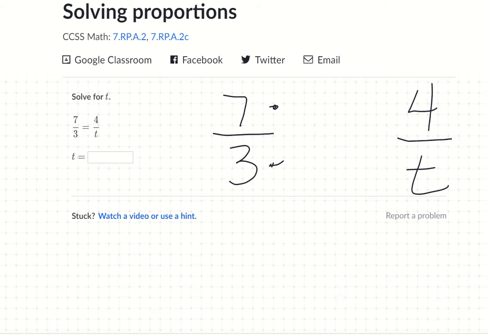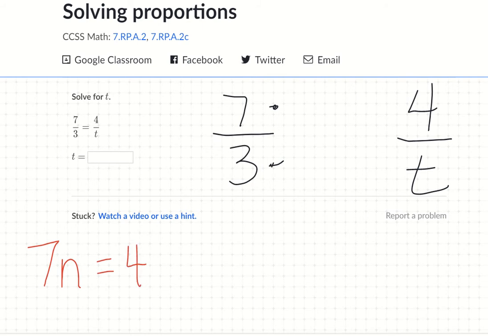Okay, but back to what we're doing here. 7 times what will equal 4? Well, I'm going to actually write that out like an equation. 7 times some number will equal 4. And remember, we can do this two ways. We can use fact families, which tells me that I can take my product and divide it by a factor, and it will give me the other factor.